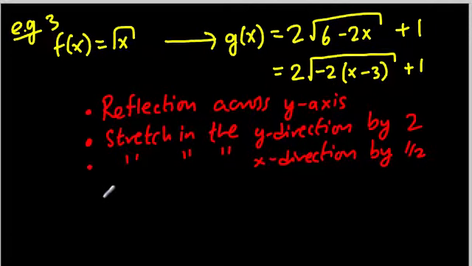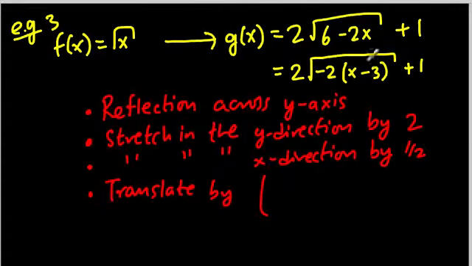Remember that. And finally, the last thing is the translation. So translate by, and what we can tell directly from here is that it's 3 to the right, because remember, it's minus 3, to the right, and 1 up, and there we go.